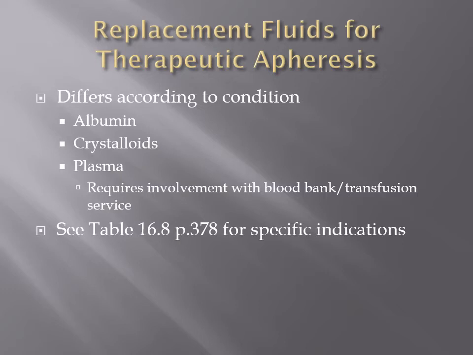If we look at table 16.8 on page 378, we're going to see some indications for therapeutic phlebotomies and what their purpose is, such as plasmapheresis with Guillain-Barré syndrome to remove pathogenic autoantibodies, cytopheresis with sickle cell disease, which reduces hemoglobin S, replacing it with the adult hemoglobin. And we could also have photopheresis. If we have allograft rejections, this is going to inhibit lymphocyte proliferation and cause induction of apoptosis.